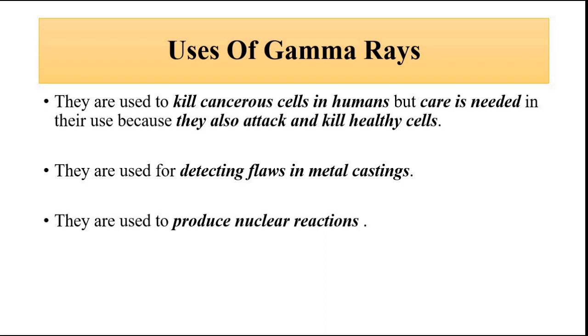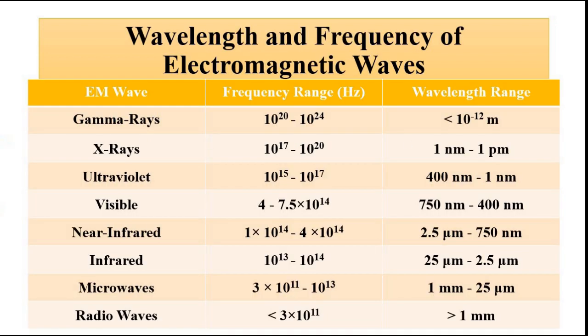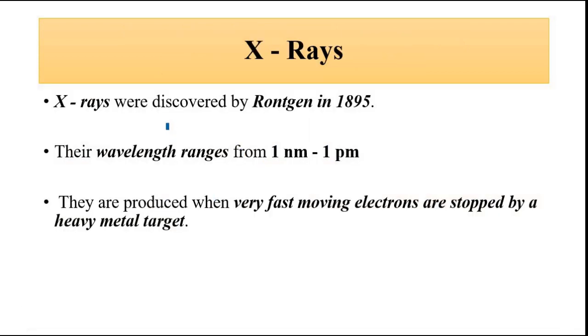So these are some of the uses of gamma rays. So first thing, the first category, gamma rays, is covered. Next is X-rays. The frequency range from 10 to the power 17 to 10 to the power 20 Hertz, and wavelength from 1 nanometer to 1 picometer.